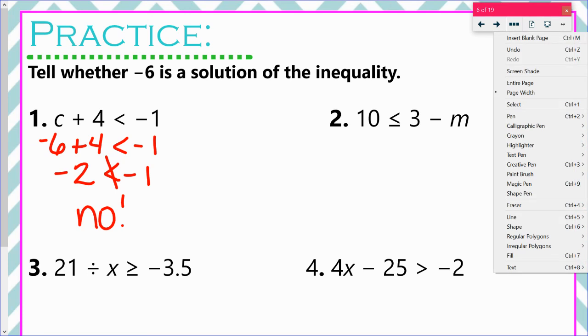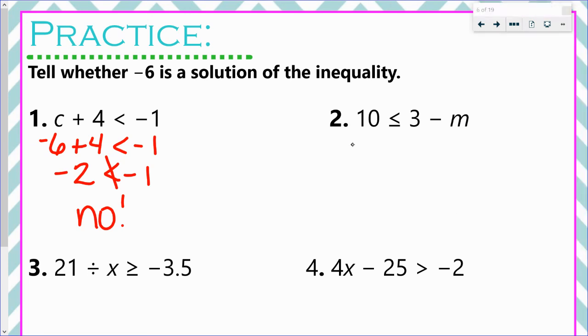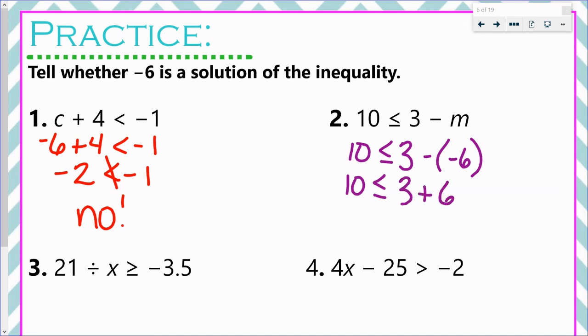Let's go over to the next one. I'm going to, again, plug in 3 minus, careful, you have a double negative here because it's a minus negative. I'm going to change that over to addition. Remember, we add the opposite. Leave, change, opposite. Now I'm left with 10 is less than or equal to 9. Is that a true statement? No.